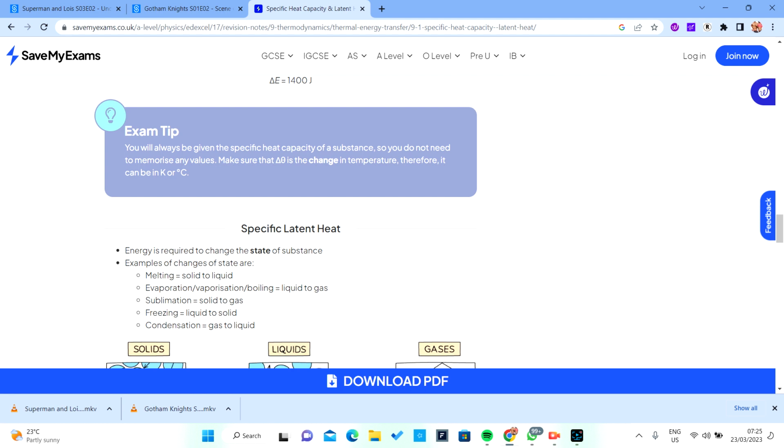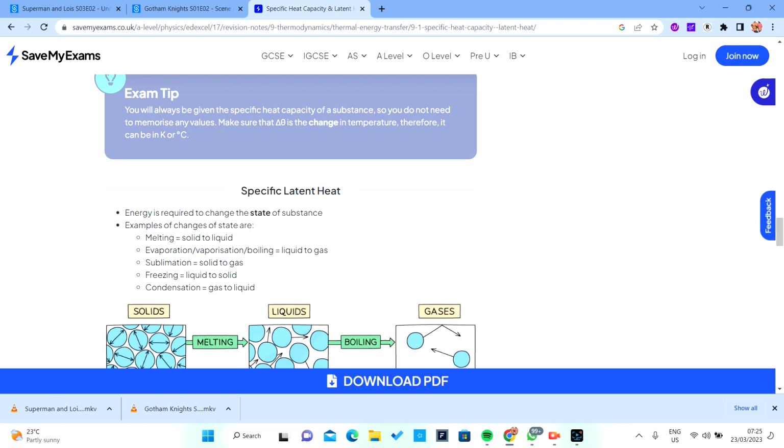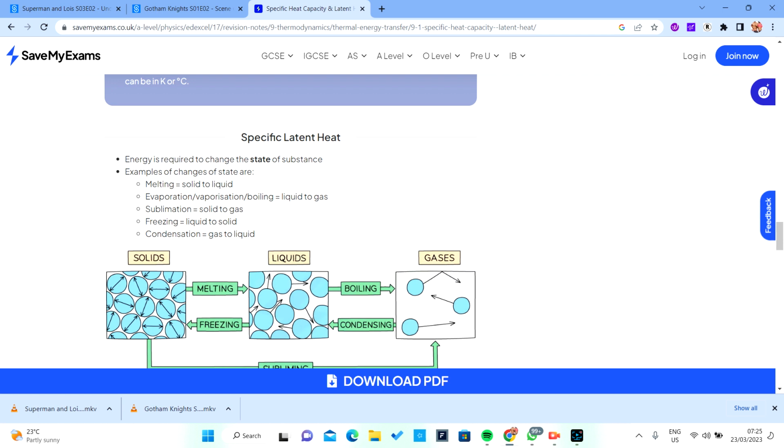And take note that the value for melting is the same as the value for solidification. When the substance is being solidified, it's just in the opposite direction. In the case of melting, you are supplying energy; in the case of solidification, you are removing it. But the value is still the same. So specific latent heat is the energy required to change the state of 1 kilogram of a substance or 1 gram of a substance, depending on what you have been given.